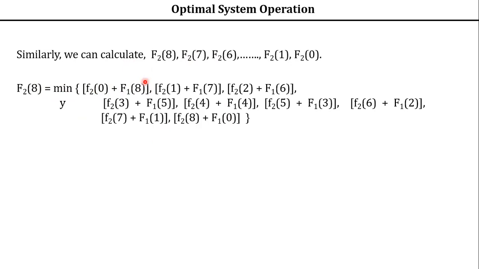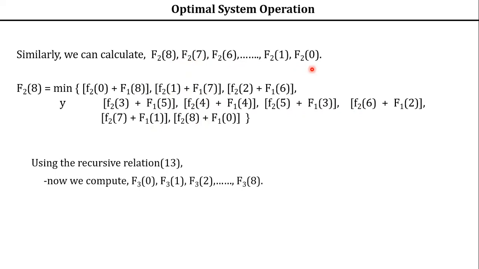Suppose F2 of 7 is there. How are we going to start? Same thing. Here it will be 7, 6, 5, 4, 3, 2, 1. Like that it will go. Now you see for F2 of 8, how many combinations are there? 1, 2, 3, 4, 5, 6, 7, 8, 9 combinations. For F2 of 9, 10. When you go for F2 of 7, you will have 8 combinations. Like that it gets reduced. Understood? So you find out F2 of 8, F2 of 7, and so on till F2 of 0. This is what you have to do.